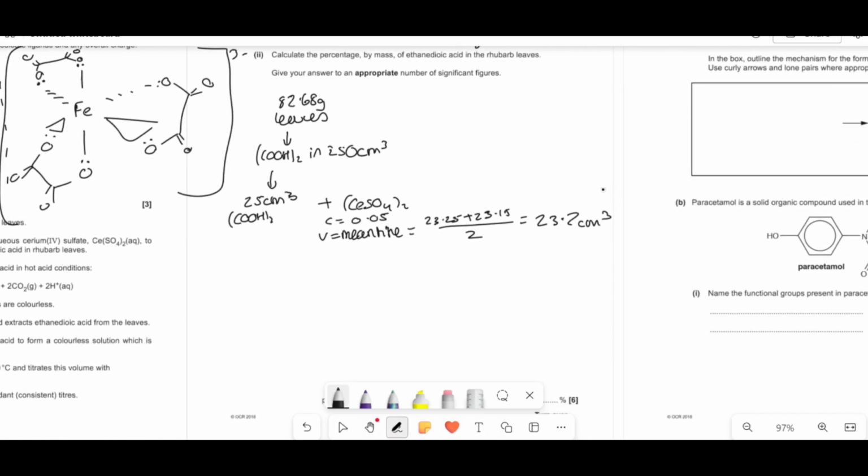So now we know the concentration of volume of this stuff, which reacted with the COOH, which all came from here eventually, which is all in the leaves. Now I can find out how much of this is going to be the acid.